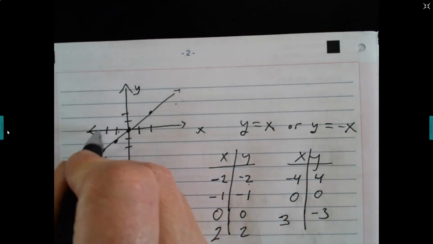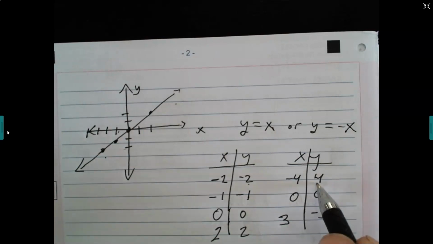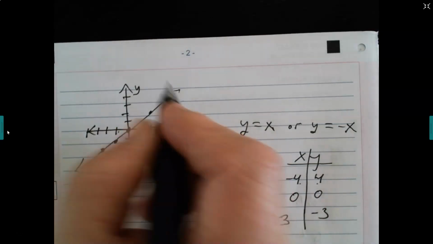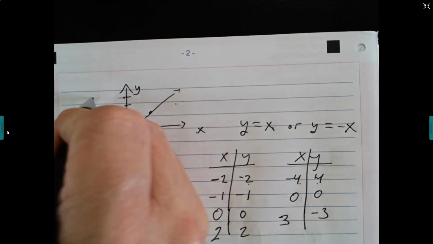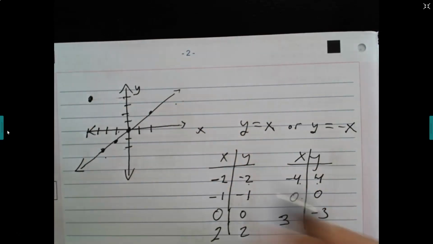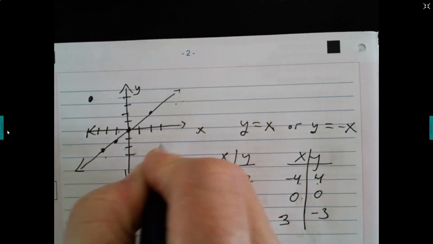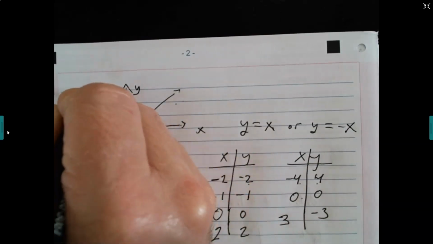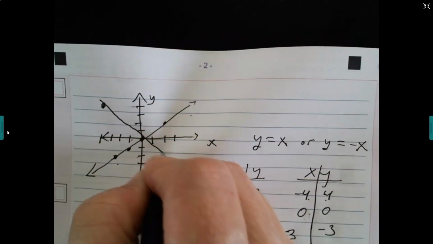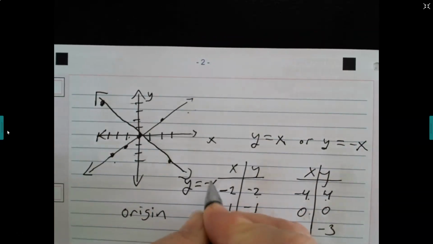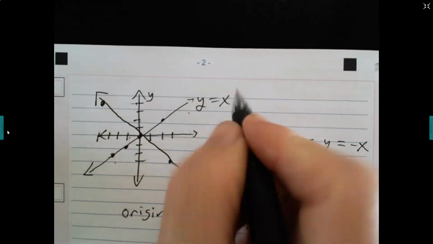So we have negative 4 out here. So negative 4, 4. 1, 2, 3, 4. So right here is that ordered pair. 0, 0, of course, right here at the origin. O-R-I-G-I-N, if you've forgotten. And then 3, negative 3. So that is y equals negative x, and again, this is y equals x.